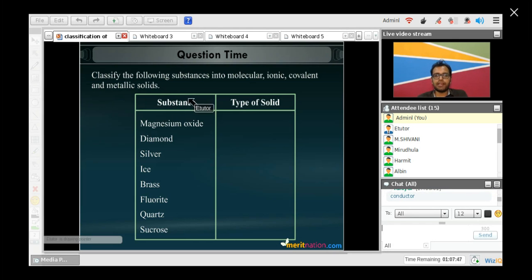Now we have to classify these substances into types of solid. I'm starting from the first one. Magnesium oxide is what kind of solid? Is it a molecular solid, an ionic solid? Magnesium oxide is an ionic solid, right?